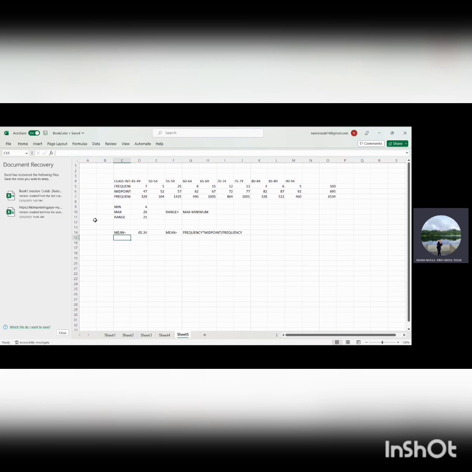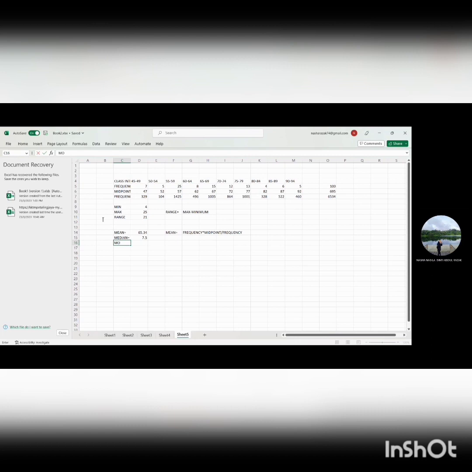Next question asks to find the median. So the median is the number in the middle. So the median is 7.5.